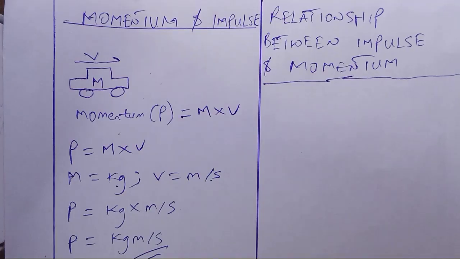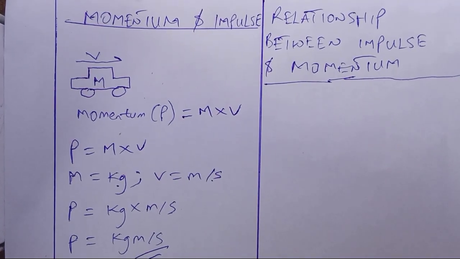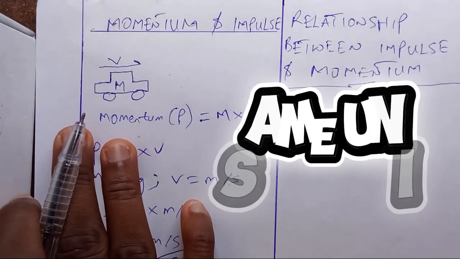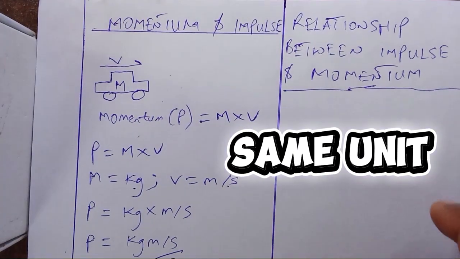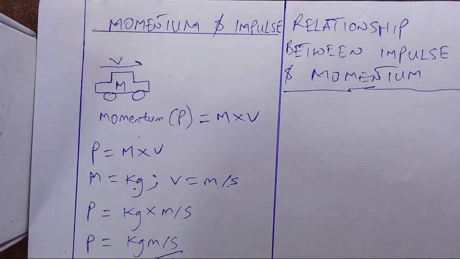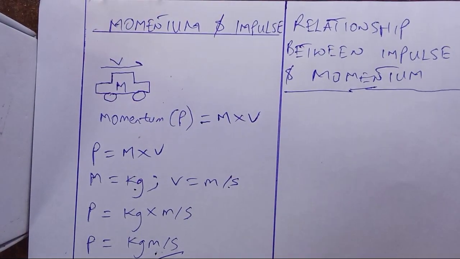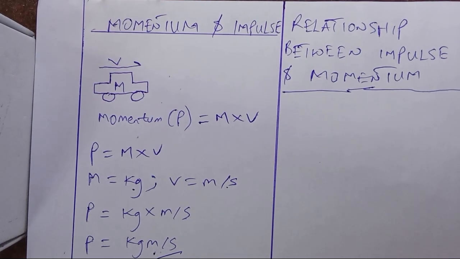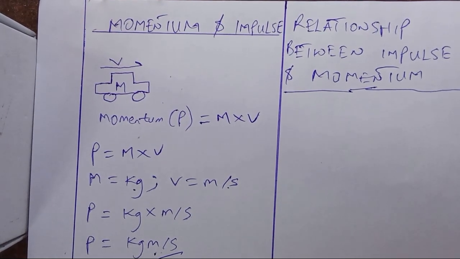The major relationship between impulse and momentum is number one, they both have the same SI unit. I know you guys are thinking, but what we derived earlier, the SI unit for momentum was kilogram meter per second, and the SI unit for impulse was Newton seconds. So how are they the same? Let me prove it for you guys in a very slow way, step by step.